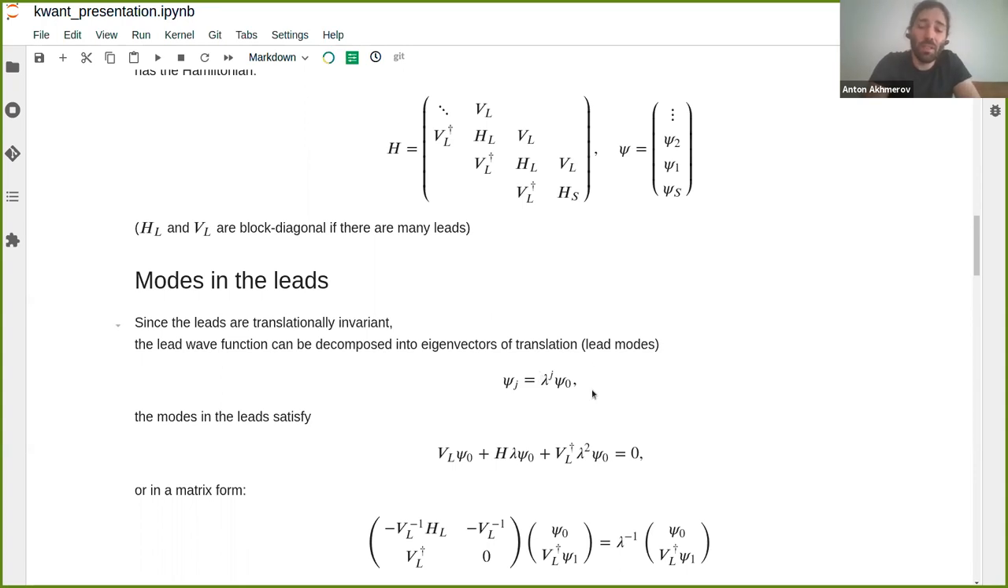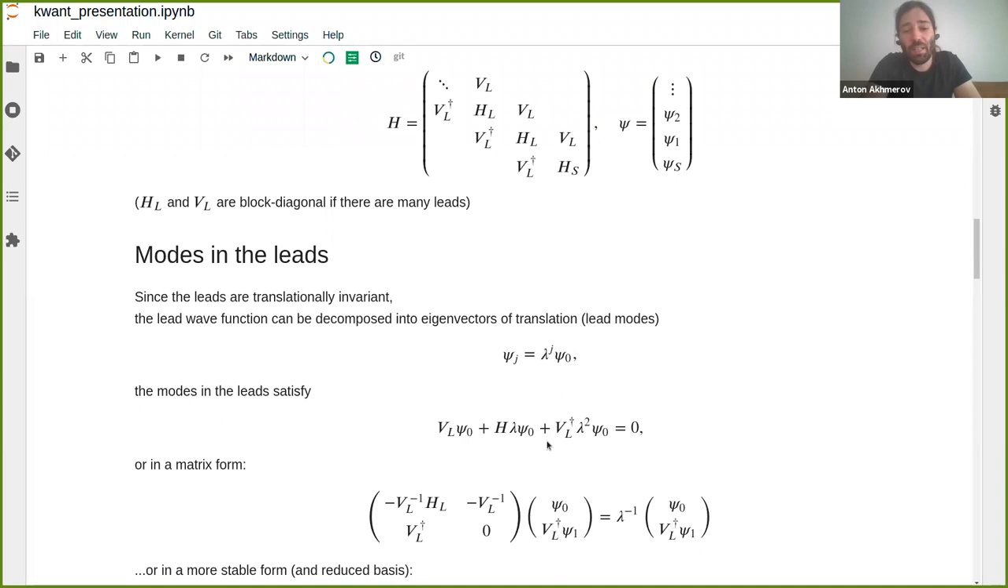Now, once we substitute this ansatz for the wave function into the tight binding equations for the lead, we obtain a quadratic eigenvalue problem, where lambda, the translation eigenvalue, is the eigenvalue, and psi naught, the wave function in the unit cell, is the unknown. This is relatively standard, but of course now there is a difference. Namely, if we had pure translation invariance, we would be dealing with normalizable modes. So lambda would be a purely complex exponent. Here we cannot do so.